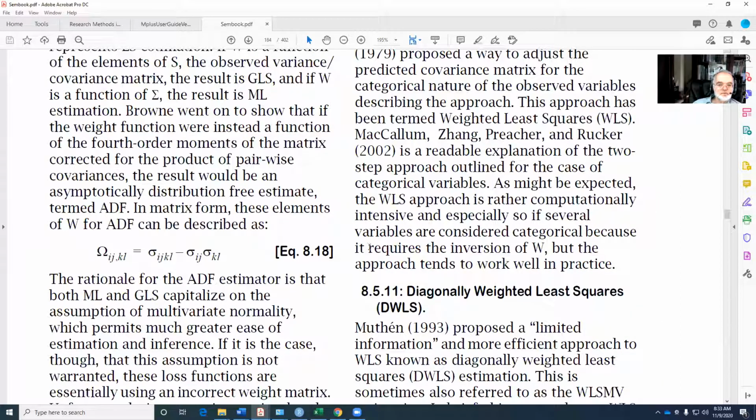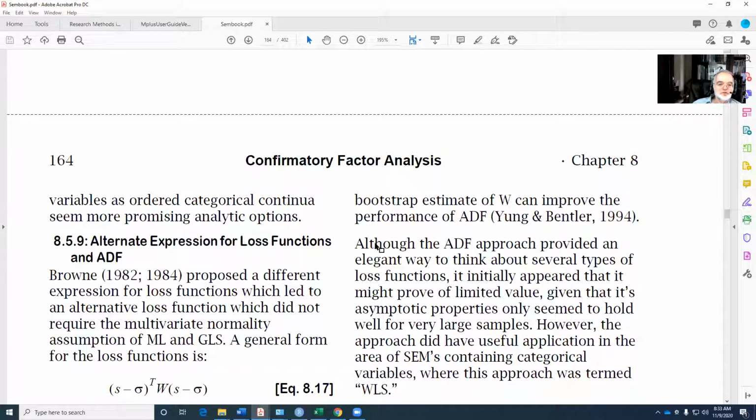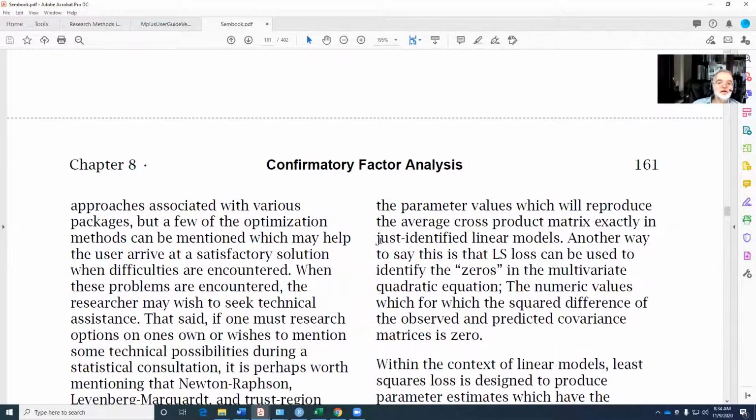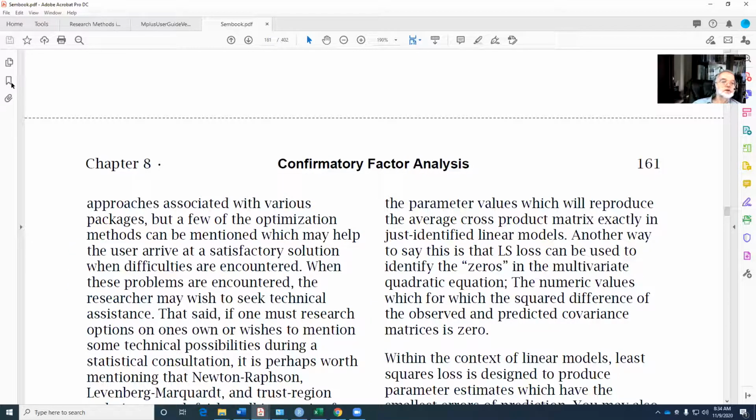Right. So how did I get down here? Oh, I'm in the wrong place. Clicked on a link. Apologies.